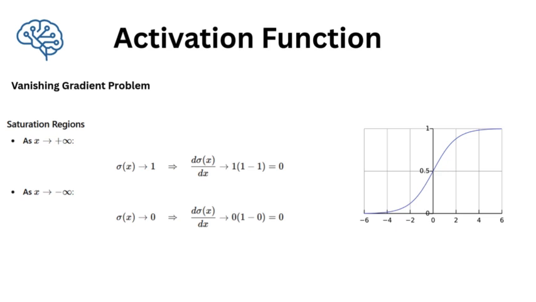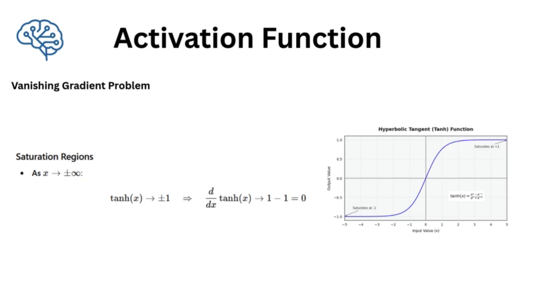Now let us focus on sigmoid saturation regions. When the input value x goes to positive infinity, sigma(x) tends to 1 and its derivative becomes 0. Similarly, when x goes to negative infinity, sigma(x) tends to 0 and its derivative becomes 0. This means that for very large or very small inputs, the gradient becomes almost 0.